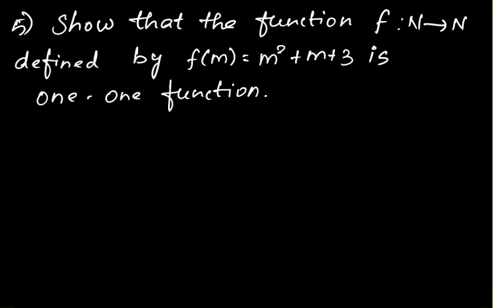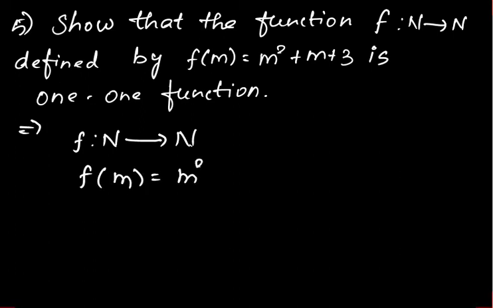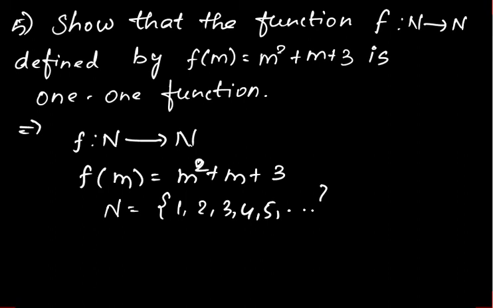Fifth question, show that the function f from N to N defined by f of m is equal to m square plus m plus 3 is a one-one function. So for the solution, first write what is given. F is a function from N to N, that is natural numbers to natural numbers, and they have defined the function as f of m is equal to m square plus m plus 3. So natural numbers are the set of 1, 2, 3, 4, 5 and so on.